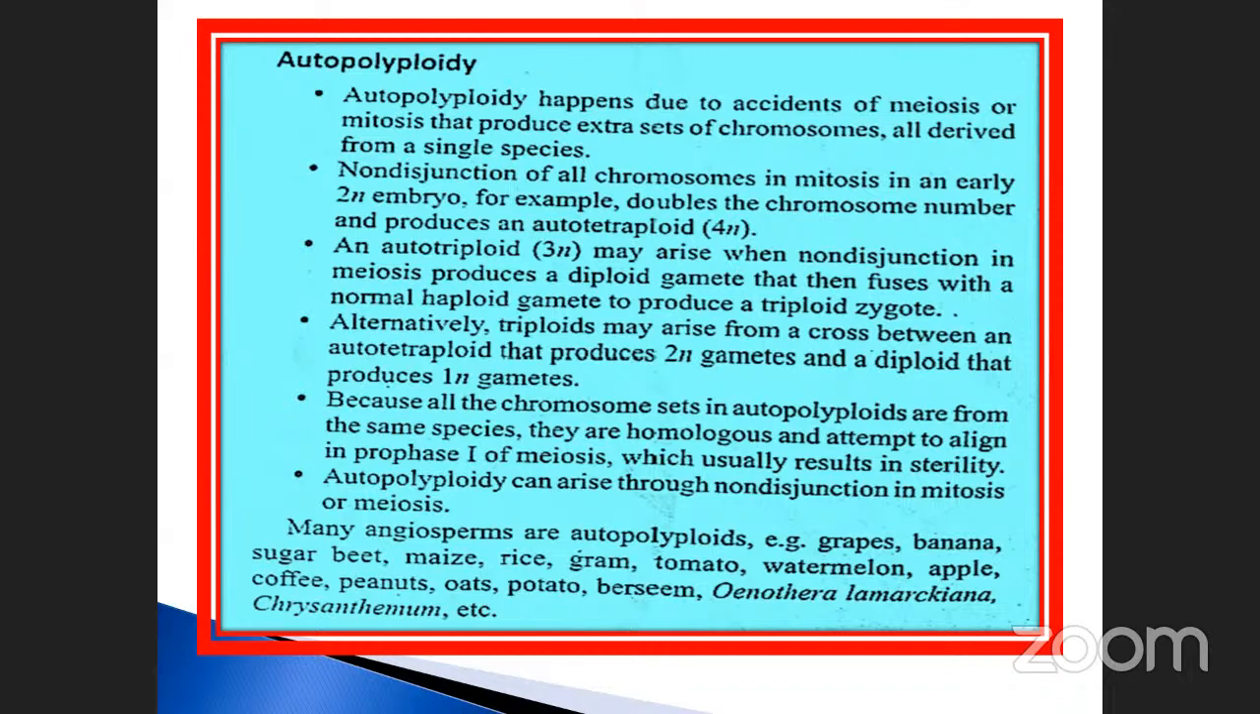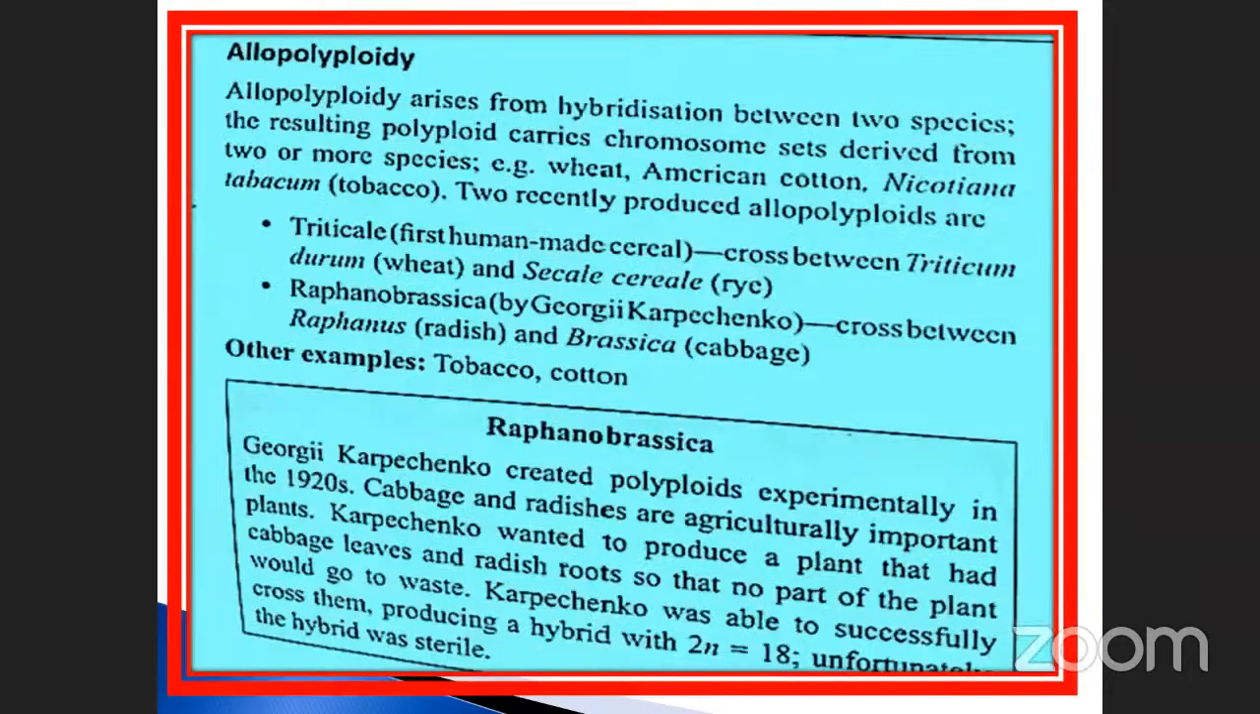Enothera lamarckiana, chrysanthemum. What is Enothera? Is it a plant or an animal? Mostly plants. This also happens. Okay, the next one is called allopolyploidy.